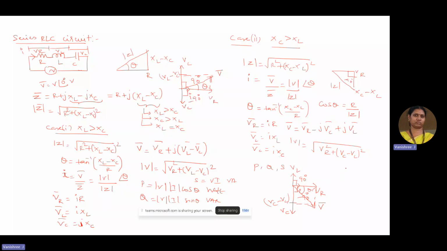So coming to case 3. That is equal to R plus j(XL minus XC), where XL minus XC becomes 0 as they are equal in magnitude and opposite in direction. So thereby I is maximum, given by V divided by R. And we can also calculate the value of VR as I into R, VL as I into XL, and VC as I into XC.